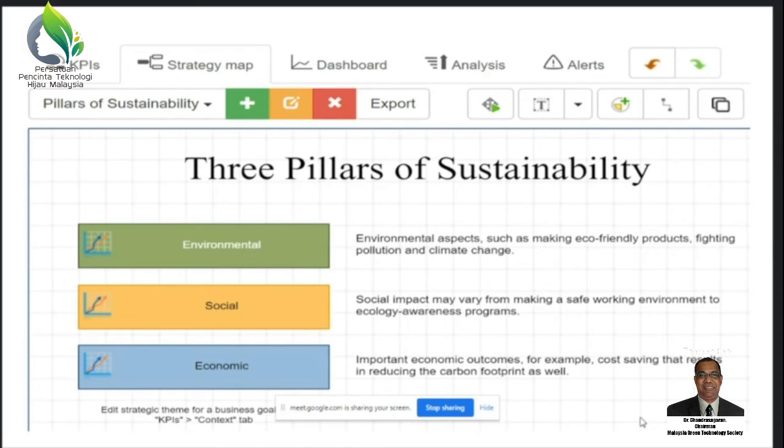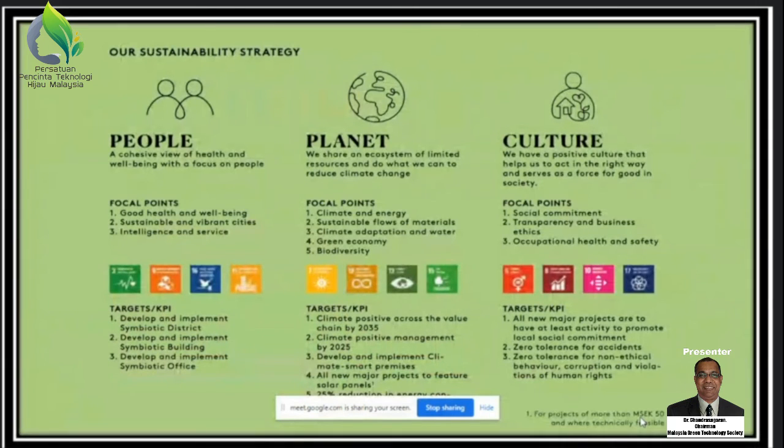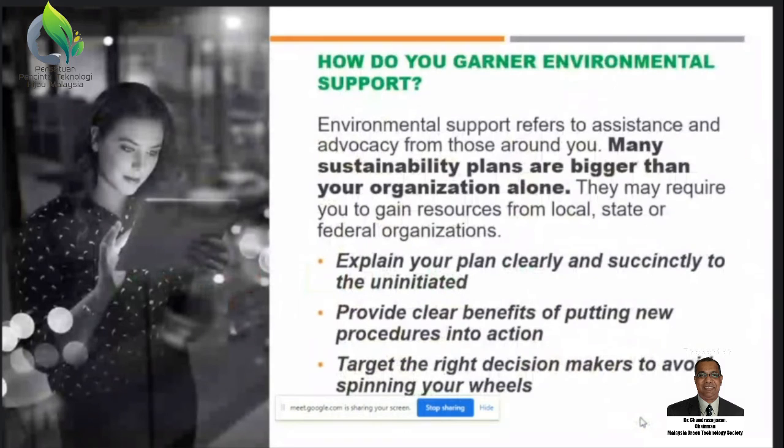So when you prepare a sustainability model, you need to have these 3 pillars, okay, in your model. You can also look at some example here, our sustainability strategy. Basically, it is the same as the 3 pillars. It is divided into people, planet, and culture. Okay. Next, we'll look at how do you garner environmental support.